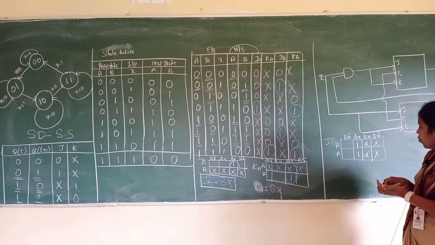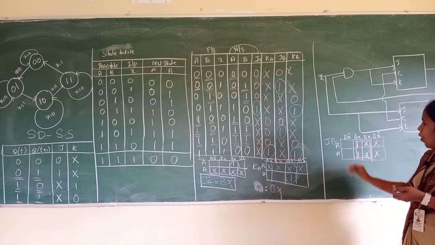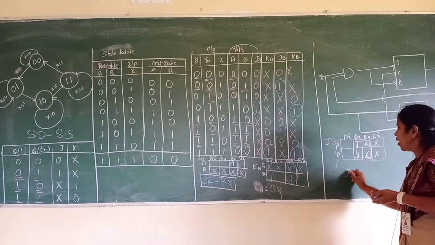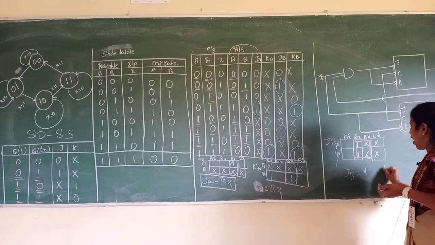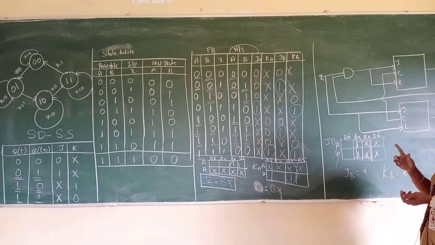So here you can make it as a quad. These two will get cancelled, B bar and B get cancelled. So JB is equal to X and KB is equal to X only. You will get JB is equal to X and KB is equal to X.